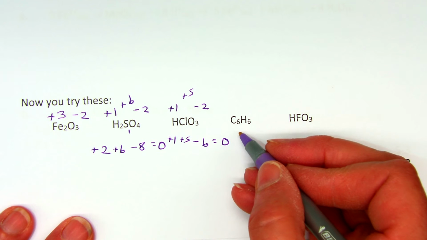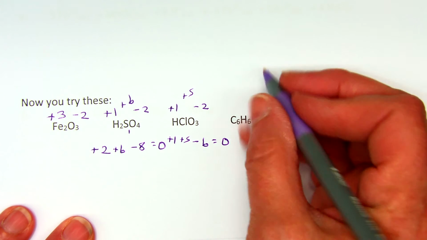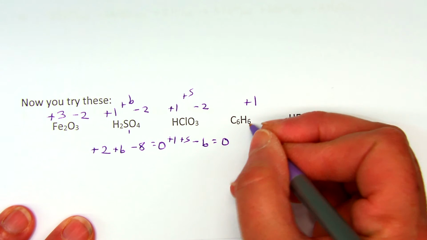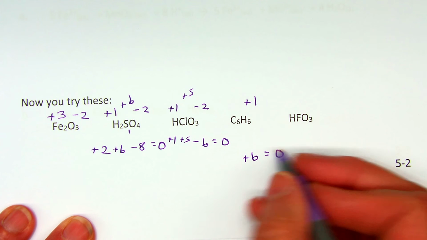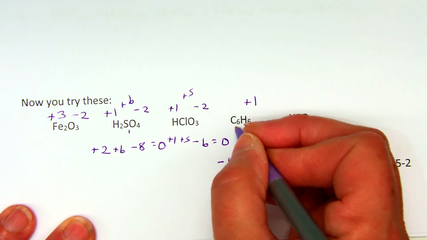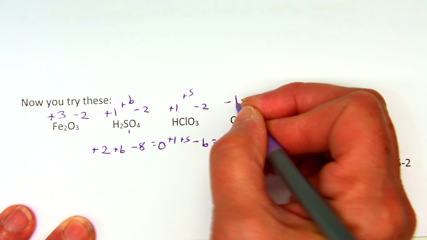C6H6. I don't know any rules about carbon, but I know that hydrogen is a plus 1. 6 times a plus 1 is a plus 6. Has to add up to 0, so I need a negative 6 divided by 6 gives me a negative 1.